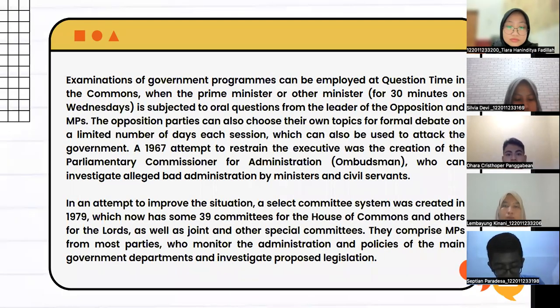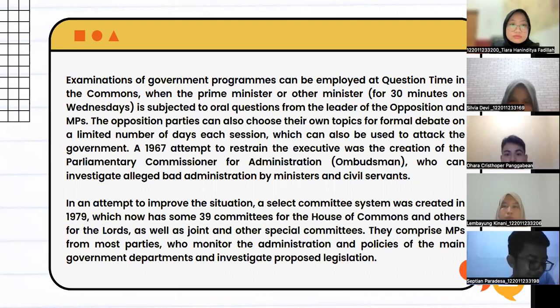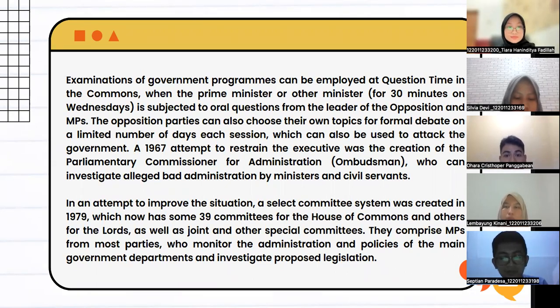And then examination of government programs can be employed at question time in the Commons when the Prime Minister or other minister for 30 minutes on Wednesdays is subjected to oral questions from the leader of the opposition and MPs. The opposition parties can also choose their own topics for formal debate on a limited number of days each session, which can also be used to attack the government.